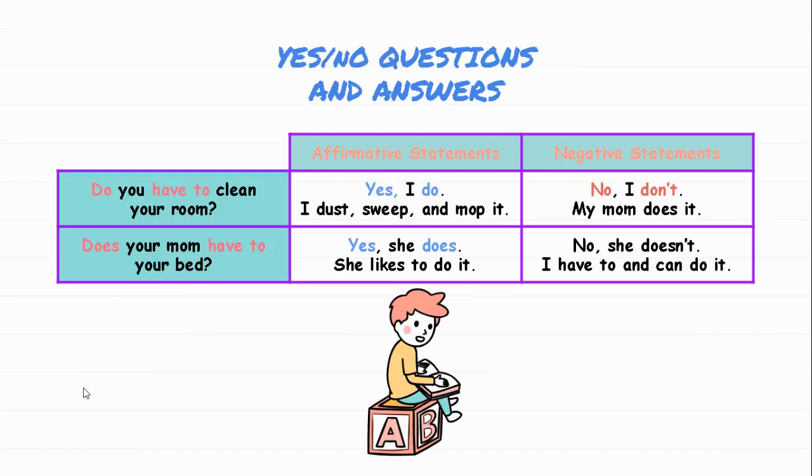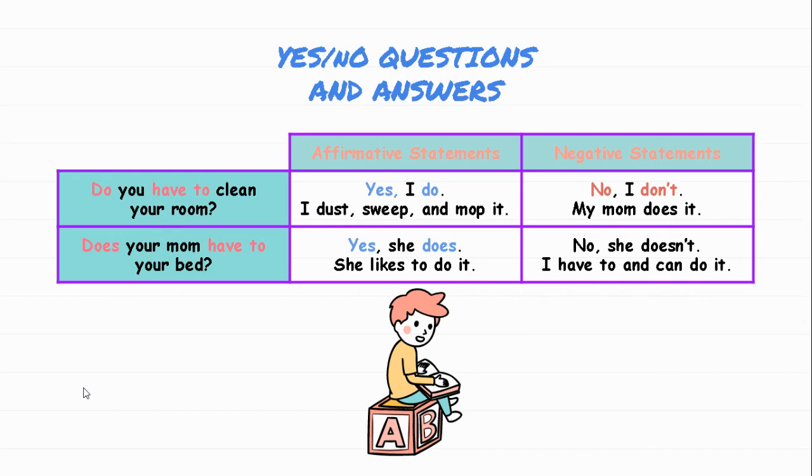For yes/no questions and answers. Affirmative statements as answers, and negative statements. Do you have to clean your room? Yes, I do. I dust, sweep, and mop it, right? Because we dust it with a broom, we sweep it with a broom, and we mop it with a mop.